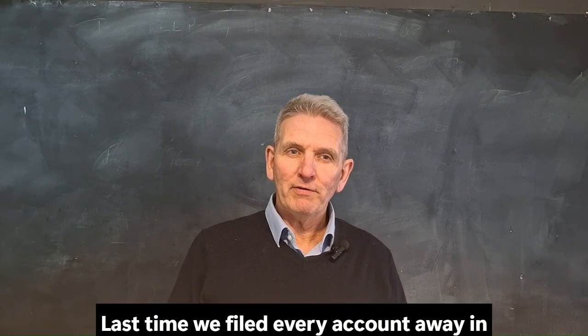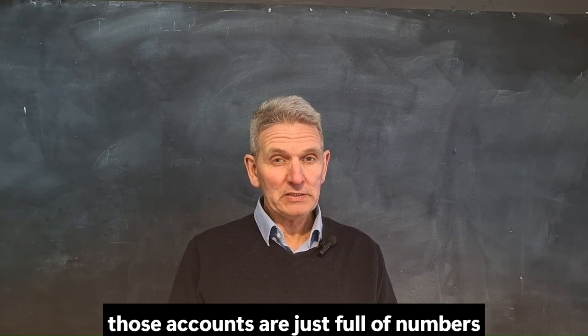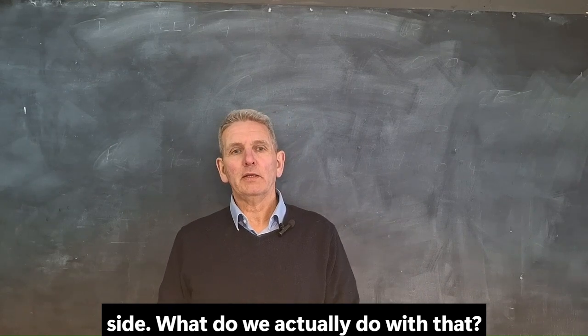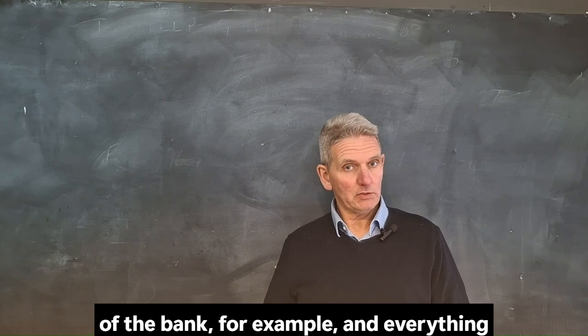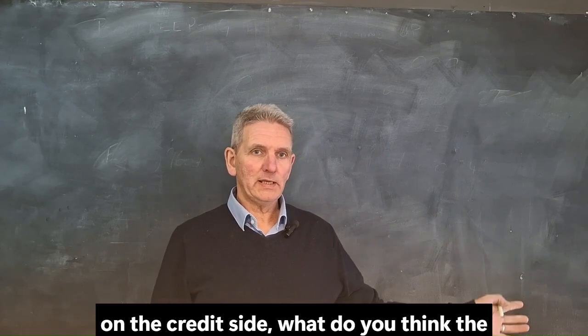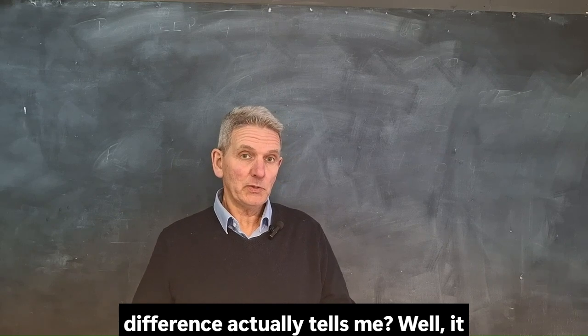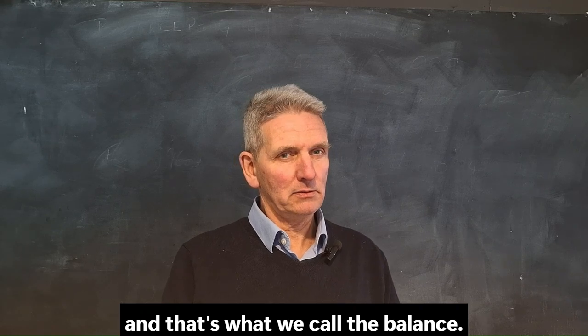Last time we filed every account away in a chart of accounts, but right now those accounts are just full of numbers sitting on two sides, debit side, credit side. What do we actually do with that? If I add up everything on the debit side of the bank, for example, and everything on the credit side, what do you think the difference actually tells me? Well, it tells me what's in that account right now, and that's what we call the balance.